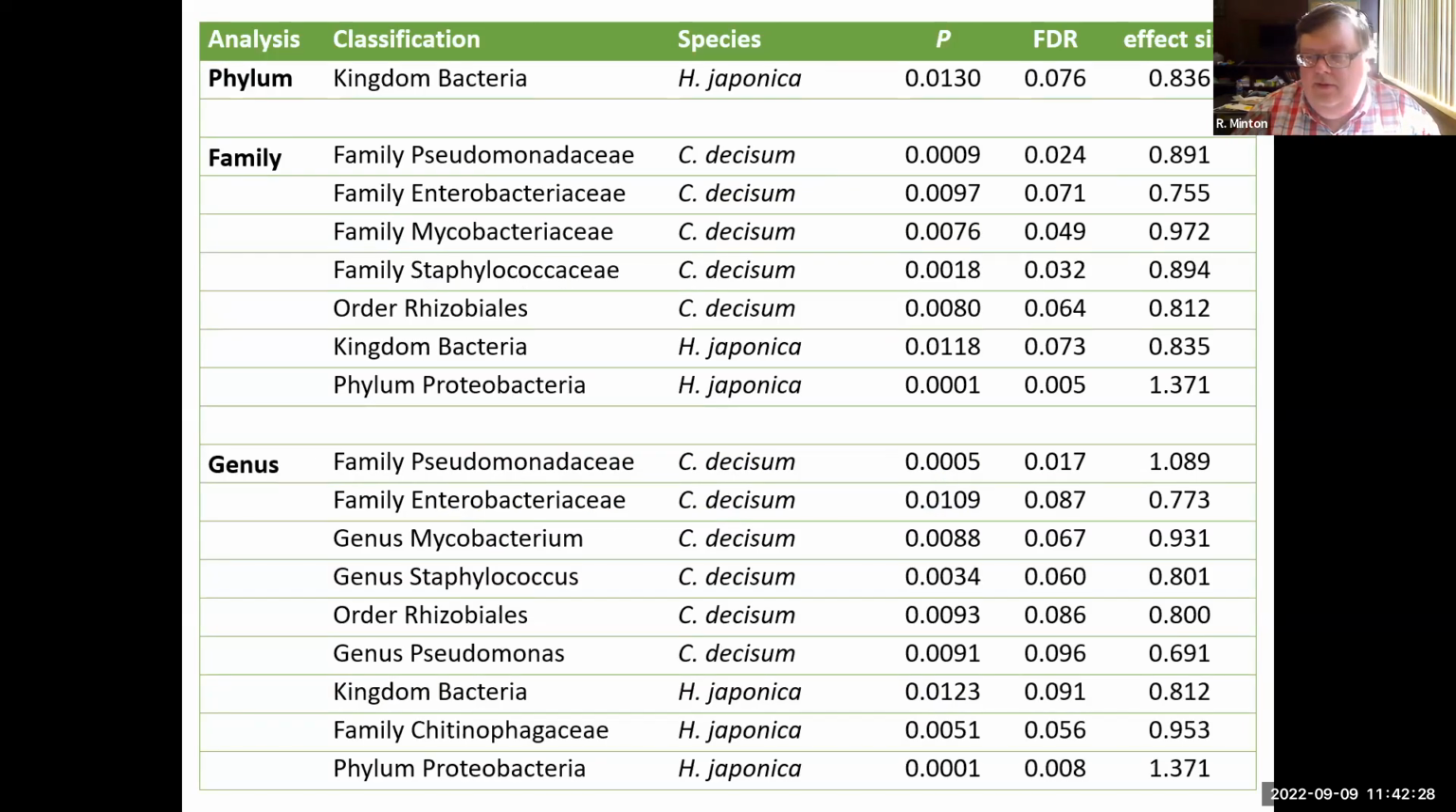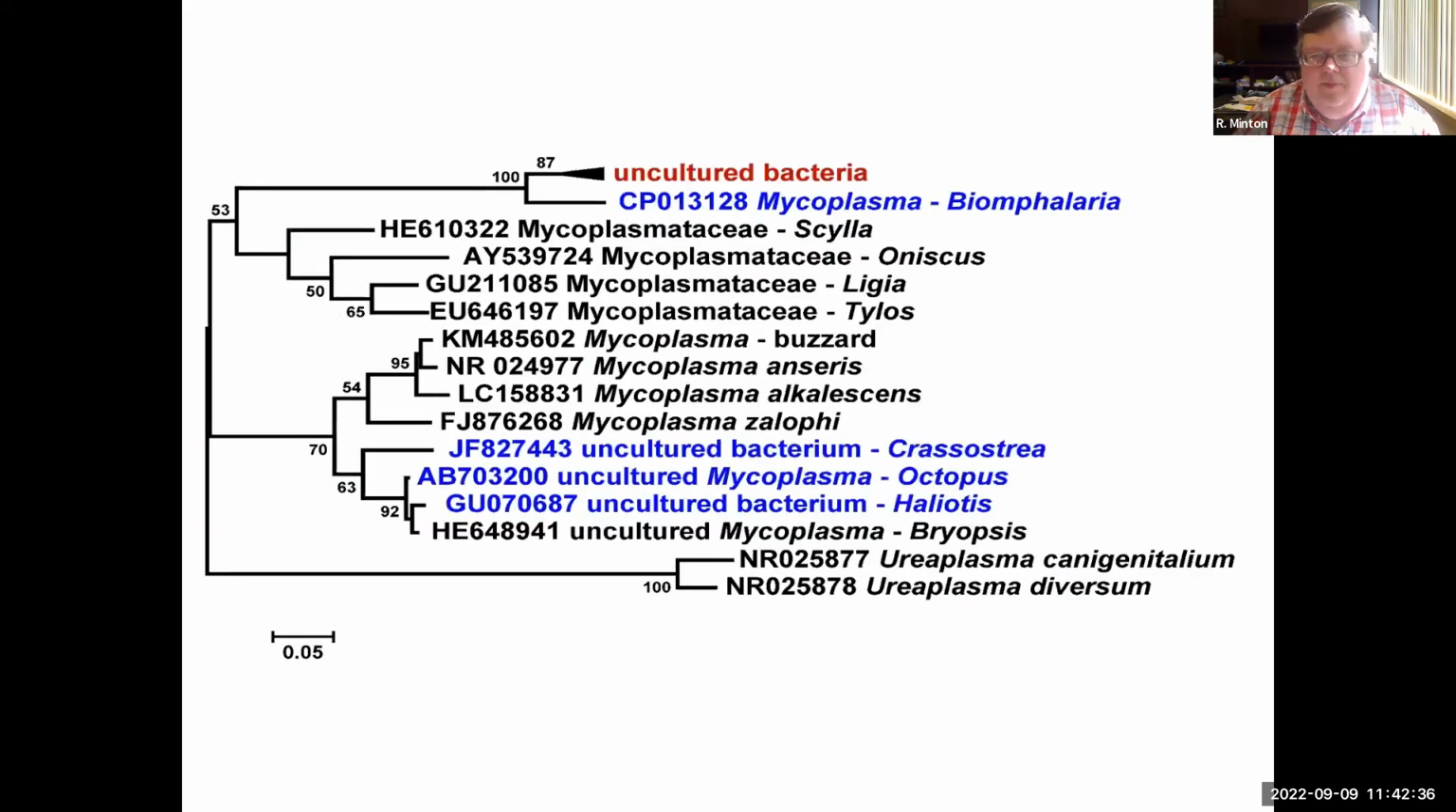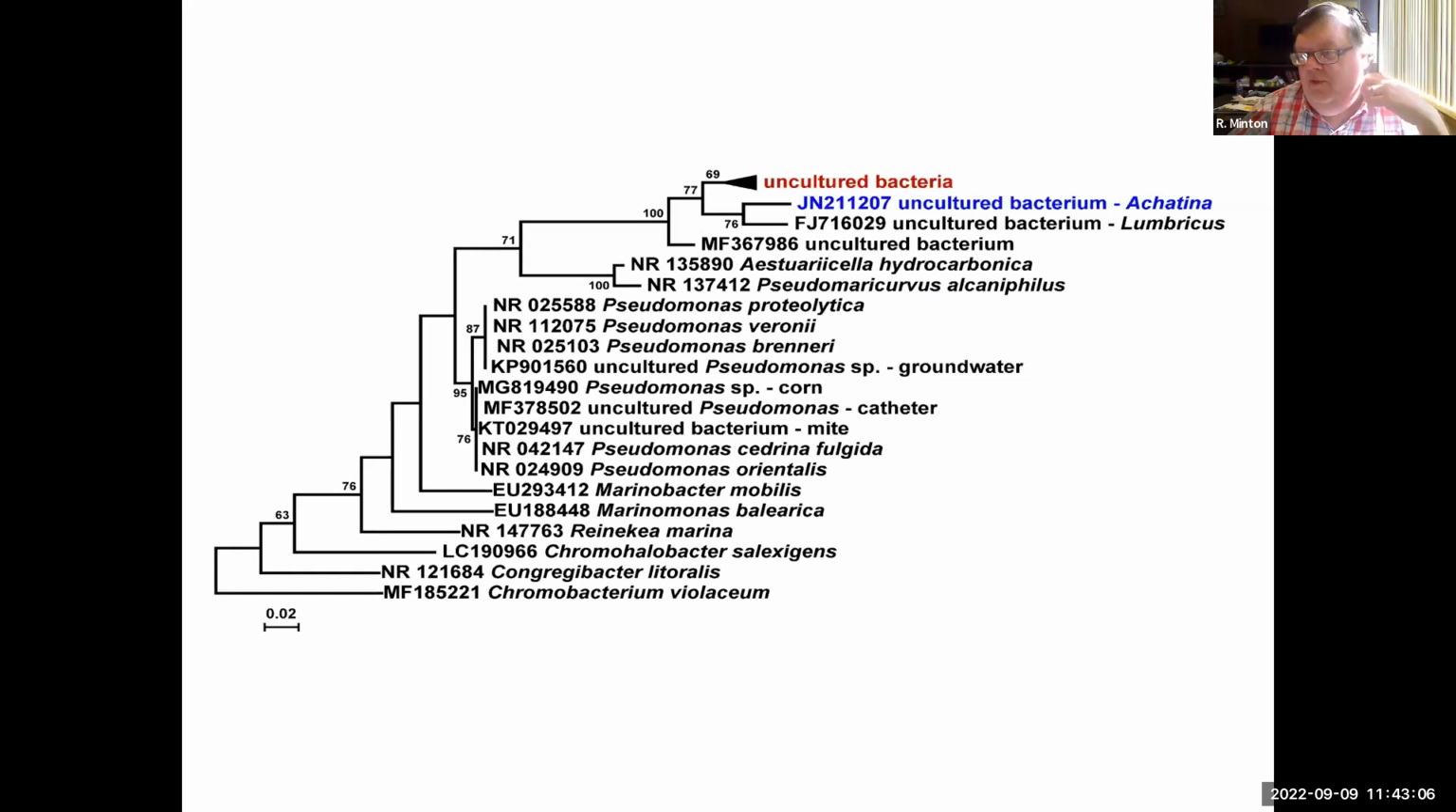Like I said, we did blast some of these abundant but unknown things. So especially in Heterogen, we saw a large number of these uncultured things that are likely Mycoplasma species. And in fact, their closest GenBank match was Mycoplasma from another freshwater snail, Biomphalaria. So that was one of the two most abundant unknown groups. The other one is probably a pseudomonad. And again, its best phylogenetic match to GenBank was other uncultured things from the guts of land snails and earthworms.